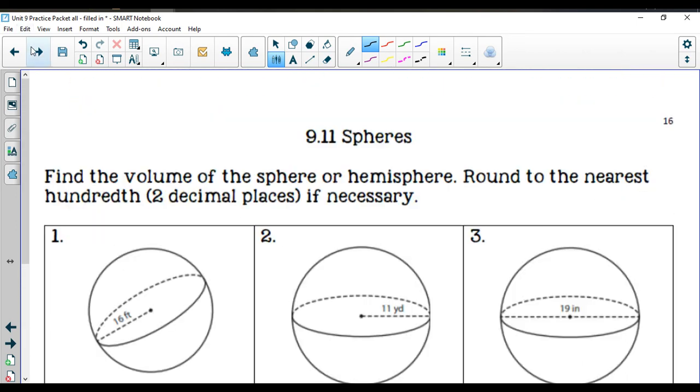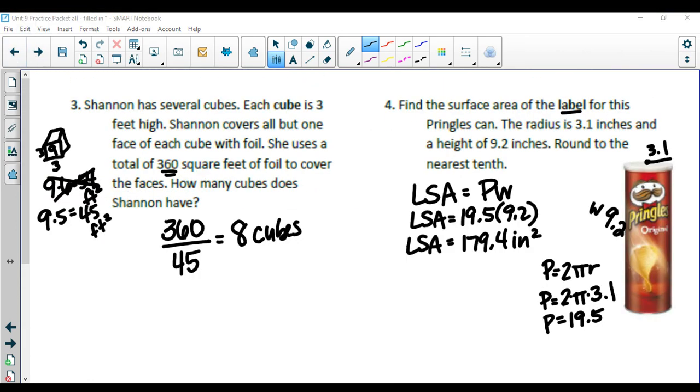So that's example number 3 and 4, and it looks like that is it for lesson 9.10 practice packet.